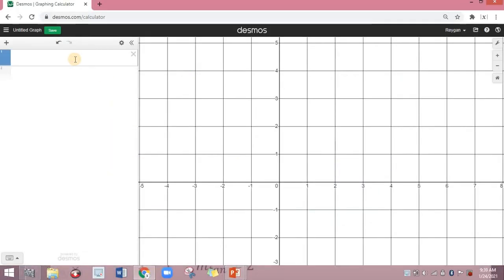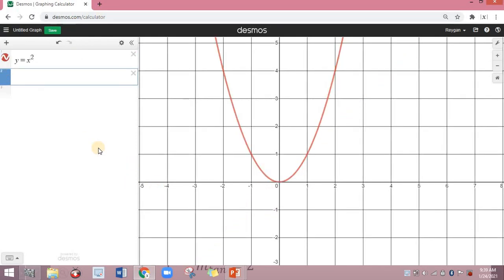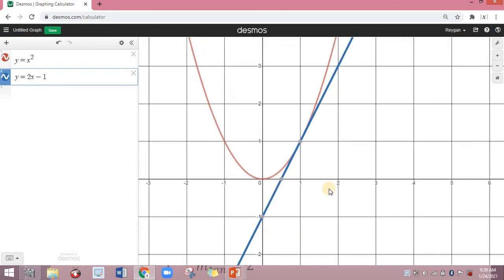Okay, so una lagay muna natin y is equals to x squared. So, ito yung ating parabola. Next, gawin natin yung line natin. Yung line natin ay y is equals to 2x minus 1. Here we go. Now, as you can see, saan siya dumaan?